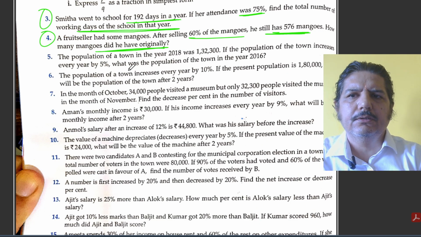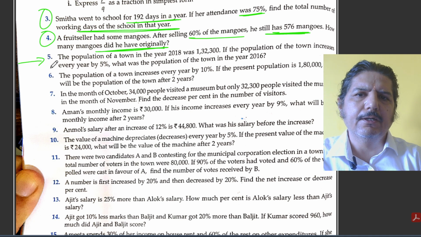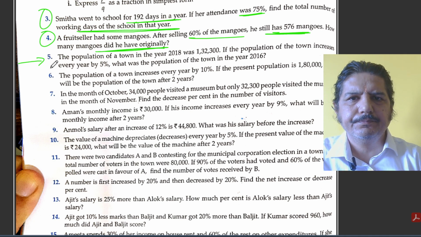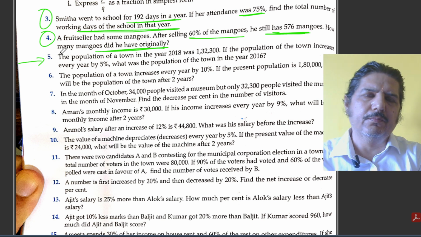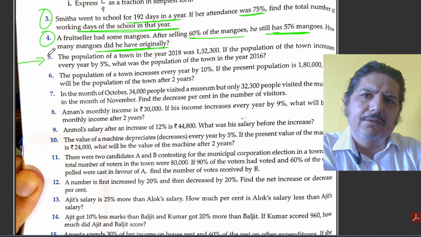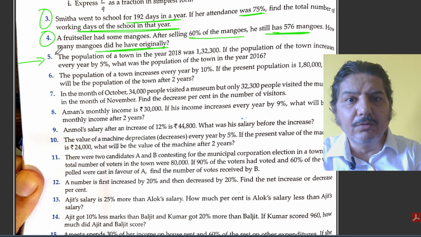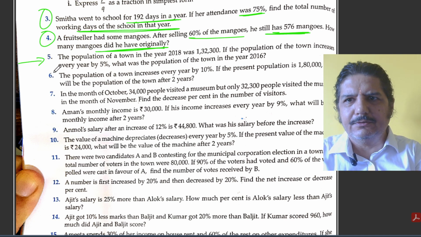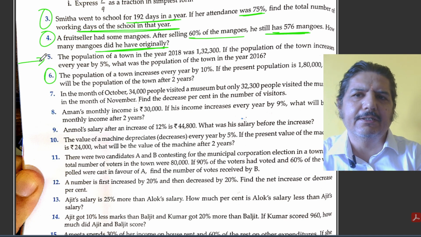Now let's go to question number 5, which is a bit difficult, and my suggestion to you would be, when initially you are doing this exercise, please skip this question. This is one of the difficult questions, and I'll go to question number 6 first. And then I'll come back to question number 5, and you will understand the reason.